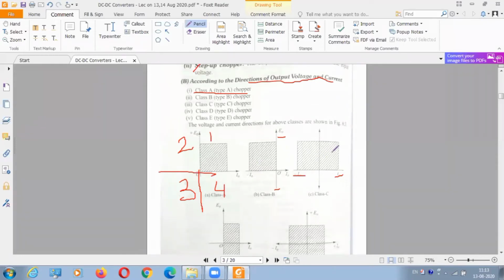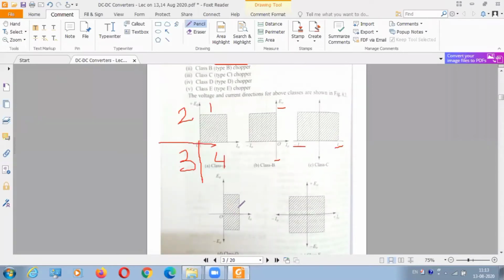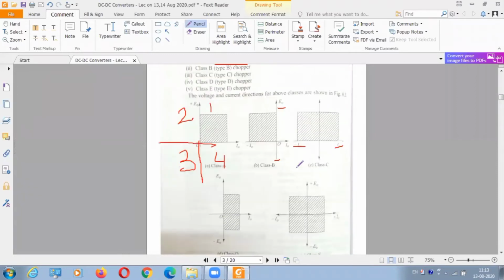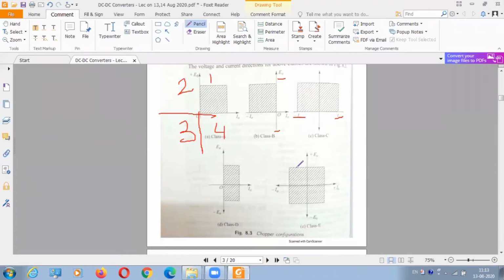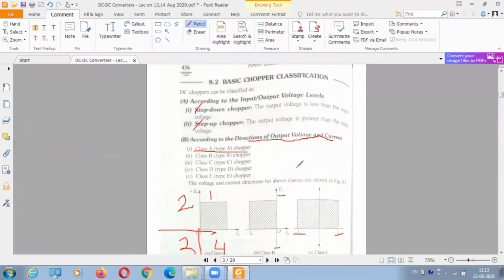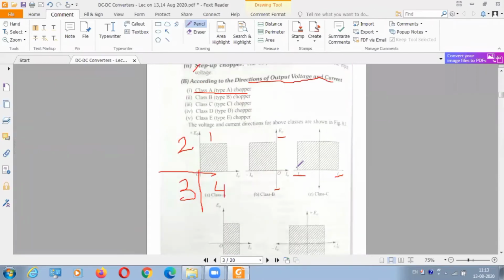It can be operated as first quadrant also, and it can be operated as second quadrant. Class D chopper, first and fourth quadrant. And class E chopper, all the 4 quadrants it can be operated. This is how we do the classifications in the case of choppers. We'll study all these classifications in detail with the circuits later. Just now we are covering how many types of choppers there are and how they are classified. That's what I have told you.